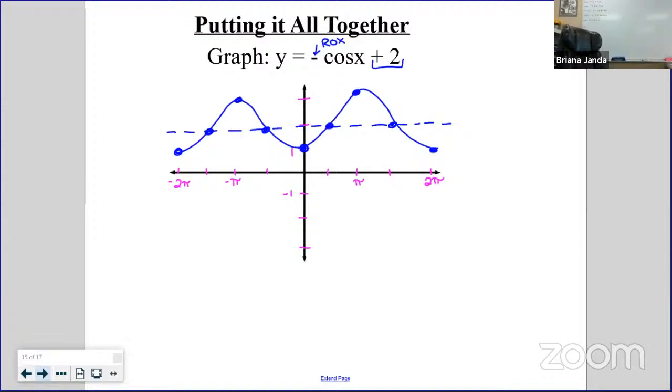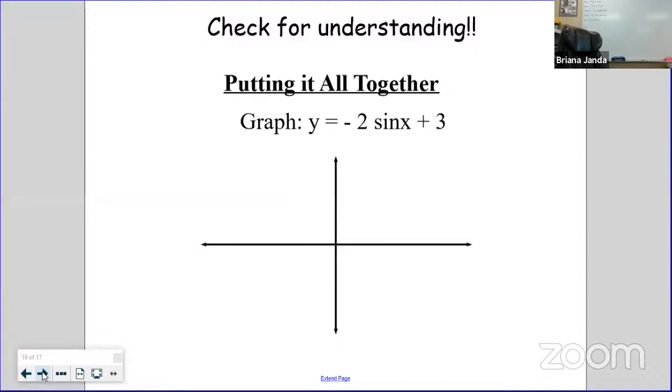All right, what questions do we have? Okay, your check for understanding is your ticket to get your worksheet. You guys have a worksheet today. Go ahead and graph this. You have the option to either graph it on your paper or on your table, but as soon as I see that that looks good, you get your worksheet.